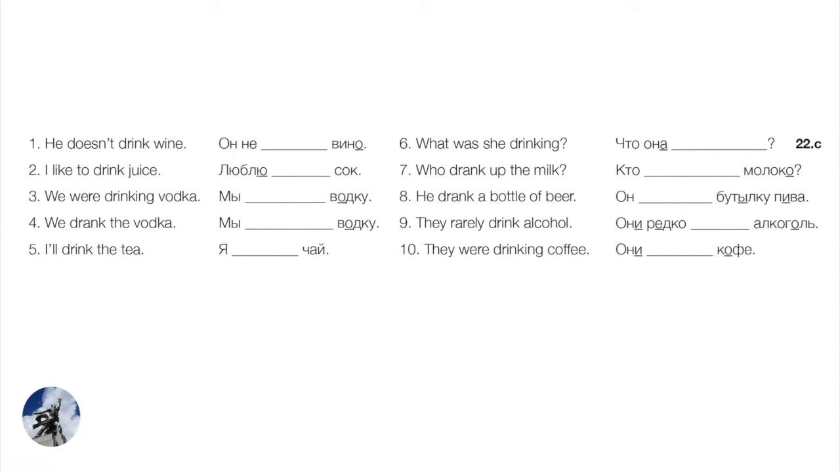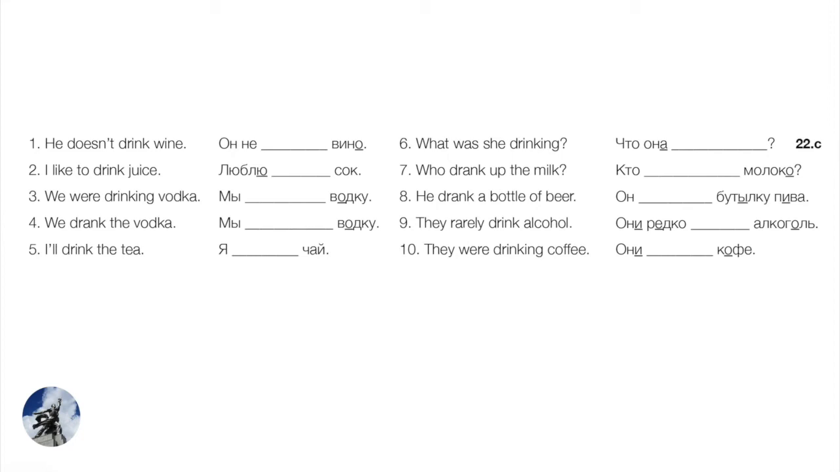Number seven, who drank up the milk? Okay, sounds like a completed action, right? The milk is gone, someone drank it up completely. Кто выпил молоко? Right, we need perfective, and remember, кто, as we mentioned, is always masculine, singular for grammatical purposes.